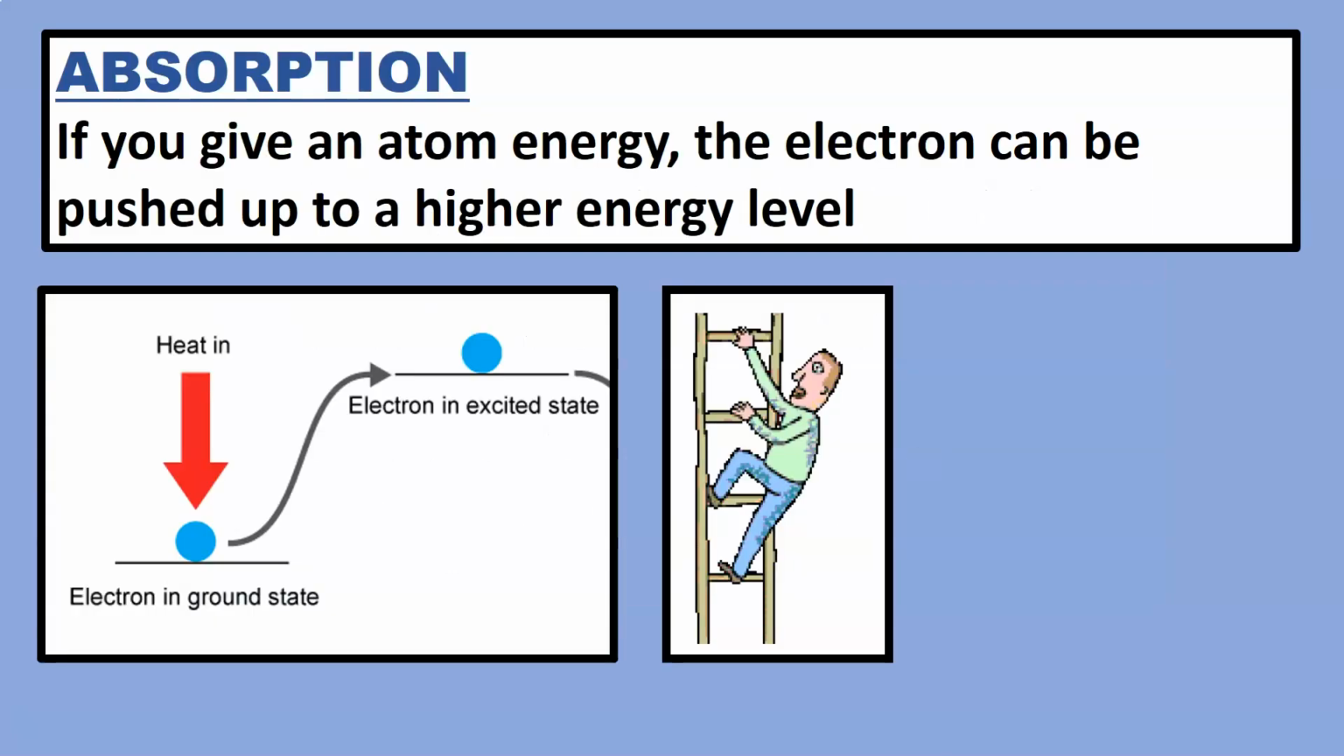So first, let's look at absorption. If you give an atom energy, the electrons are pushed up to what we call an excited state, to a higher energy level. Depending on the amount of energy, it may go up 1 level, may go up 3 levels. It just depends on how much energy you've given it. So we start in what we call the ground state. That's where the electron would like to be, the lowest place for it to be. And it gets boosted up to an excited state.